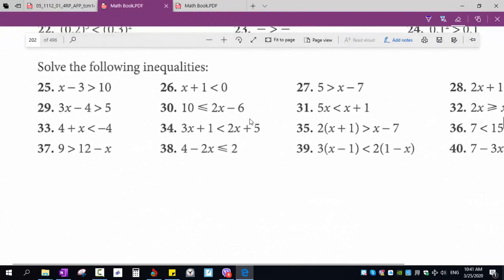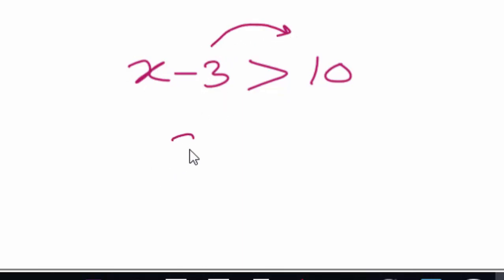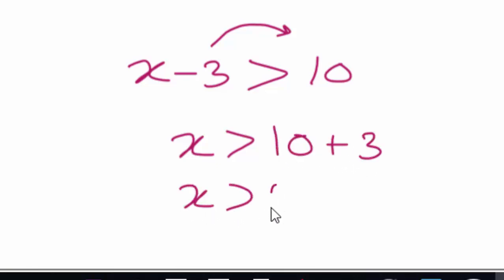Solving inequalities is just like solving linear equations. Let's do question 25. Here we have x minus 3 is greater than 10. To solve this, we need to have x alone on a side. Then we send this -3 to this side. It will be positive, so x is greater than 10 plus 3. It means x is greater than 13. This is 25.